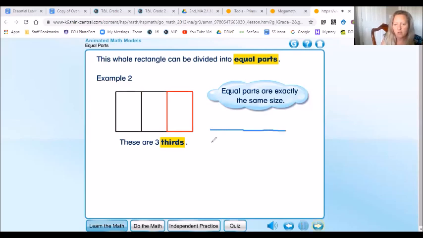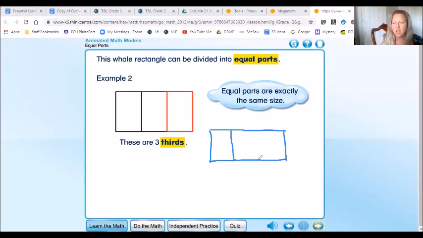I am going to get out my pen and draw a rectangle. I'm just trying to be careful to make sure that each side is exactly the same size, and that each end is exactly the same size. Here's my rectangle. Now, we're not going to divide it right into the middle. We're going to divide it into 3 different parts.